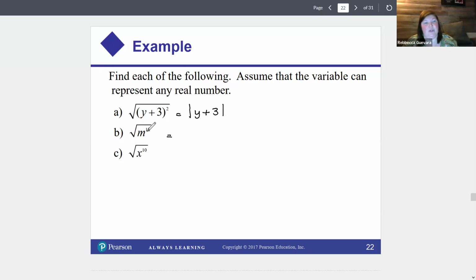If I have the square root of m to the 12, well, that is the square root of m to the 6 squared, right? So that means my solution is the absolute value of m to the 6. So in this case, because m is multiplied 6 times, an even number of times, this is actually just m to the 6. It's going to stay positive.